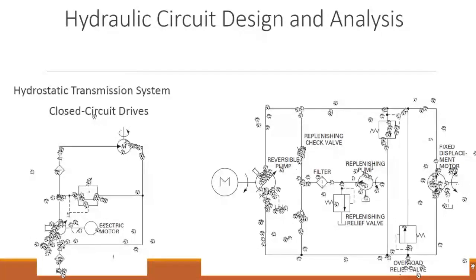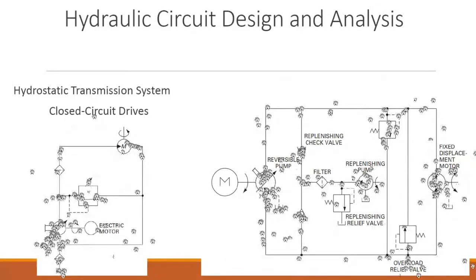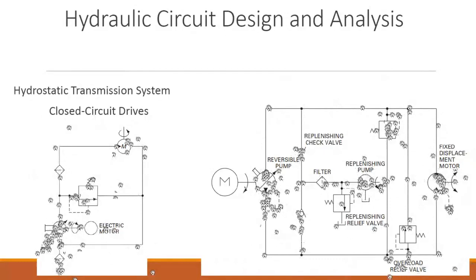So that's how it works. This is your replenishing pump that is just turned on if you see the oil flow quantity is reducing. So you just add more oil from here so that the required amount of oil remains in the circuit.